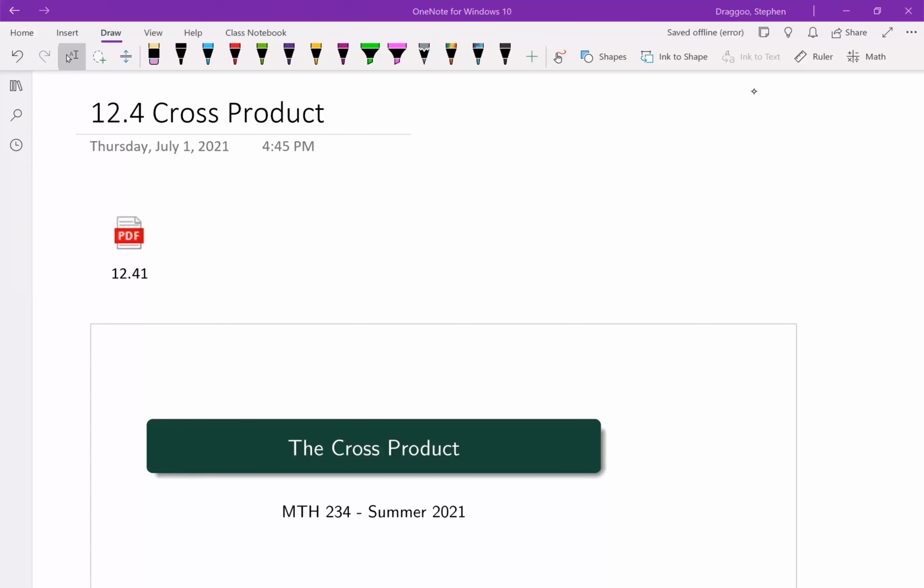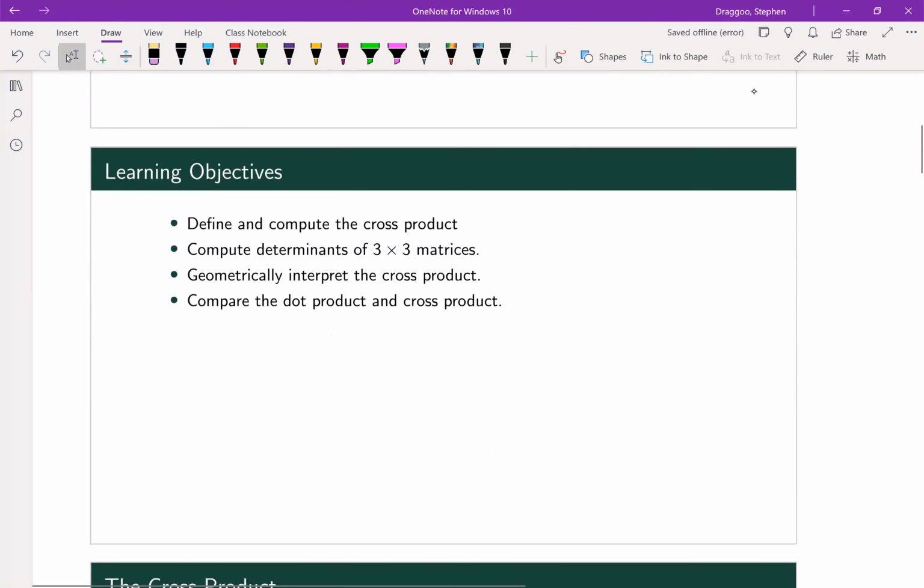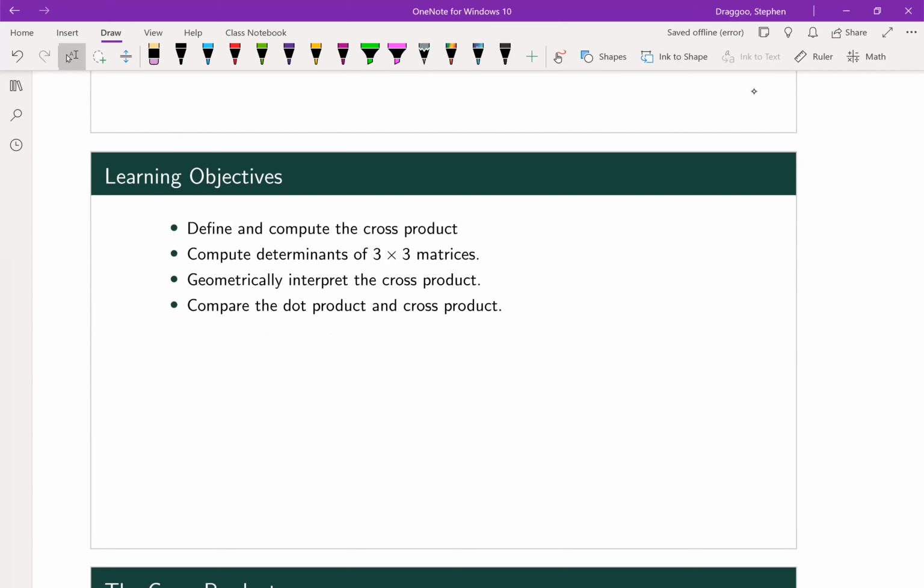All right, let's take a look at section 12.4, which is all about the cross product. So, a few learning objectives this time: defining and computing the cross product, and going hand in hand with that, we're also going to look at computing the determinants of 3x3 matrices. As it turns out, those are going to be pretty closely related. We'll also look at the cross product geometrically, and then compare the cross product to the dot product from the last section.